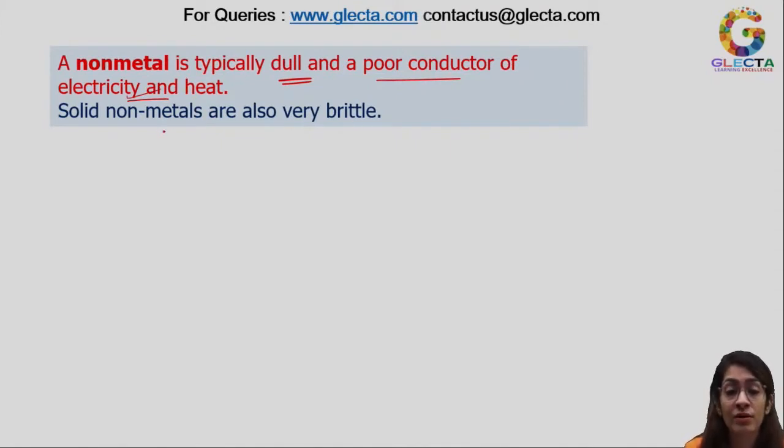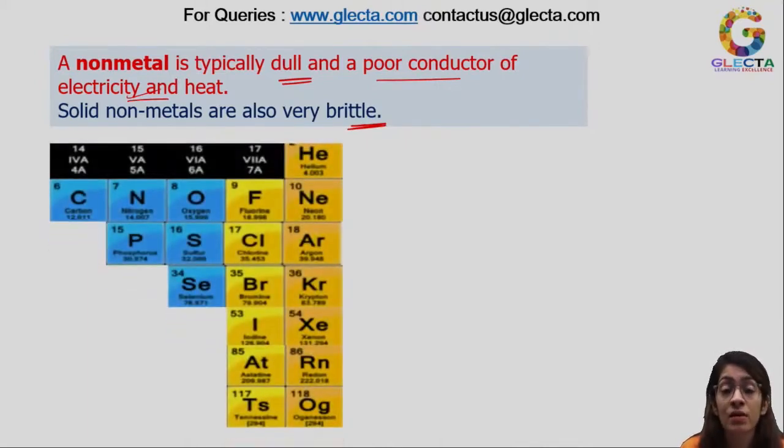When we talk about the solid non-metals, they are also very brittle. That means they can be broken easily. They do not have the property of malleability and ductility. That is, they cannot be drawn into thin sheets or thin wires, and they are very brittle. These are all the non-metals in the periodic table, like carbon, nitrogen, oxygen, fluorine, phosphorus, sulfur, chlorine, helium, neon, argon. These all are either solids or gases and are known as non-metals.